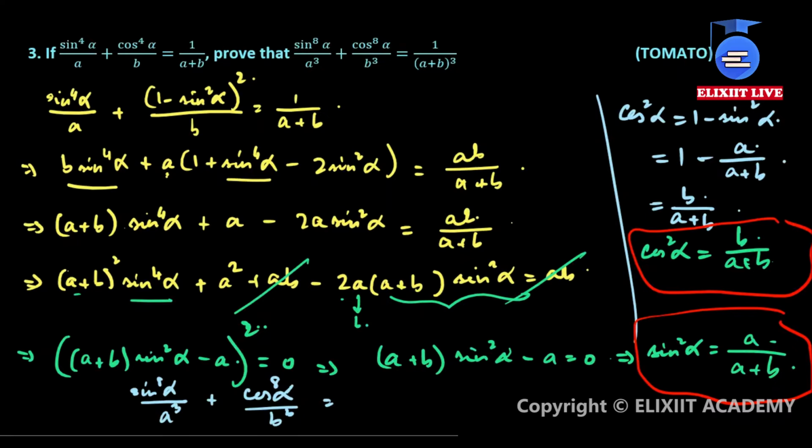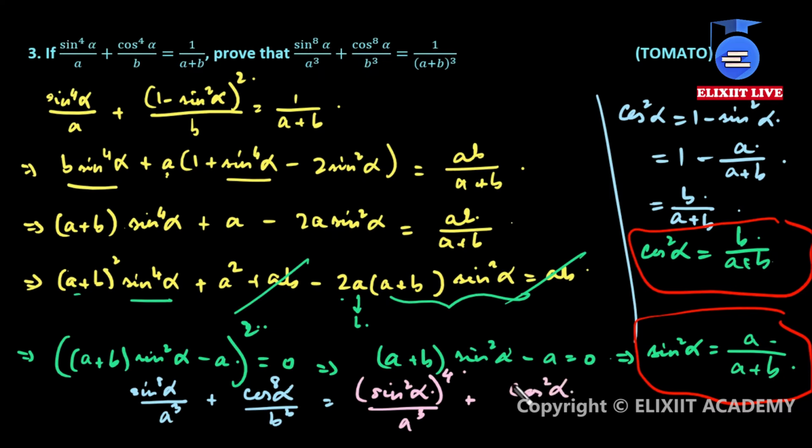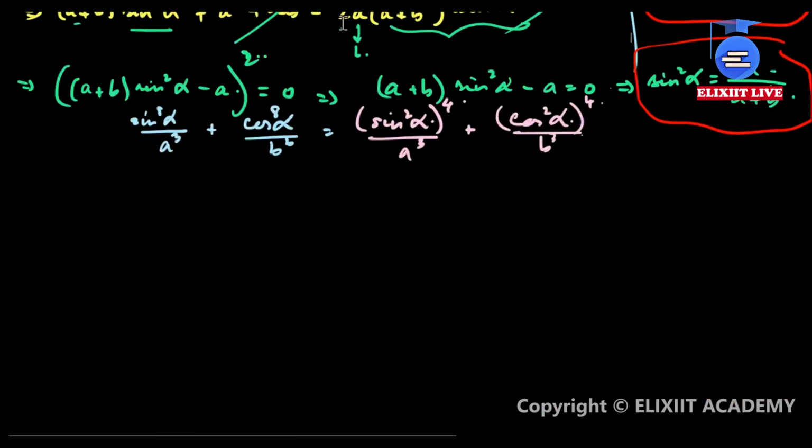So this we can write as sine square alpha whole to the power 4 divided by a cube, plus cos square alpha whole to the power 4 divided by b cube. So put these values. That's all. Simple. Put these values and simplify.